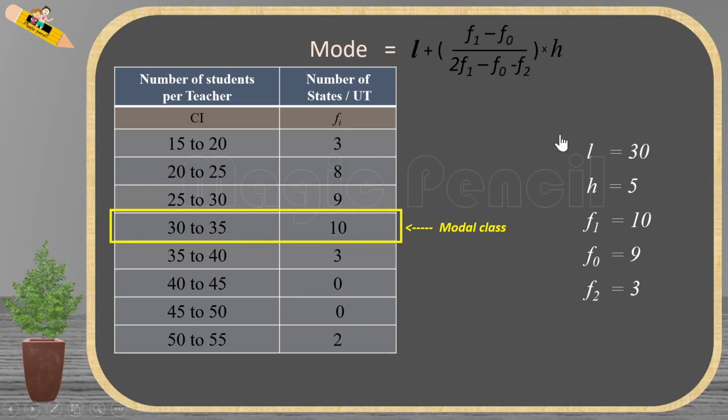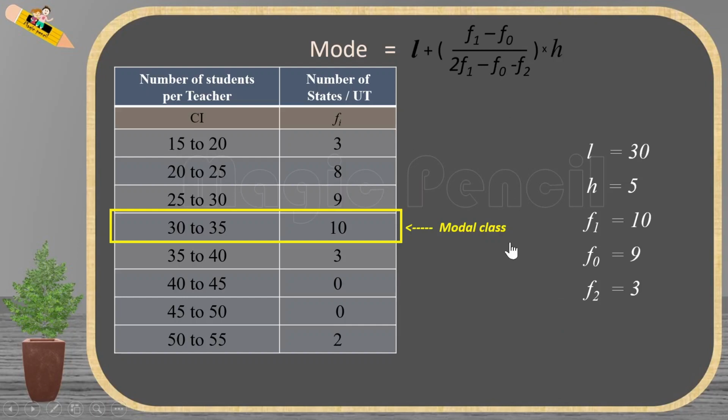Once you can successfully identify the modal class, the next part is identifying the values related to the formula. L stands for lower limit of modal class, that is 30. Then height of the class is 5 because 35 minus 30 is equal to 5. F1 means frequency of modal class, that is 10, and F0 is frequency of preceding modal class, that is 9, and F2 is 3, frequency of succeeding modal class. Once you identify these values, you can substitute them in the formula and then simplify.